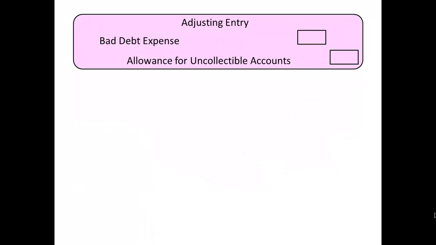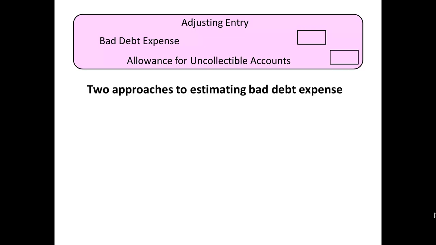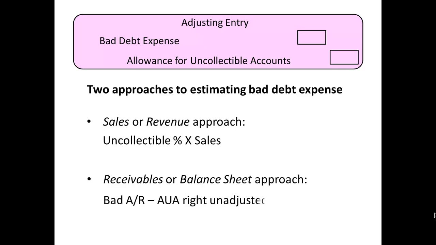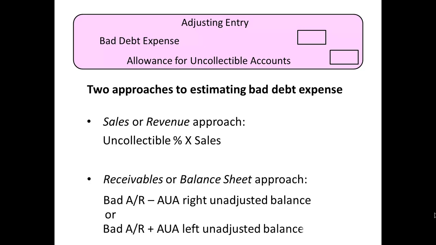Let's go back to the adjusting entry for a moment. There are two ways to calculate the amount for the adjusting entry. There's the sales or revenue approach, in which you multiply an estimated percent of uncollectible sales by sales for the accounting period. And there's the receivables approach, in which you take bad accounts receivable and subtract the right unadjusted balance in the allowance account, or take bad accounts receivable and add the left unadjusted balance in the allowance account.